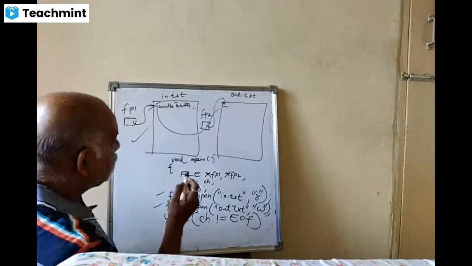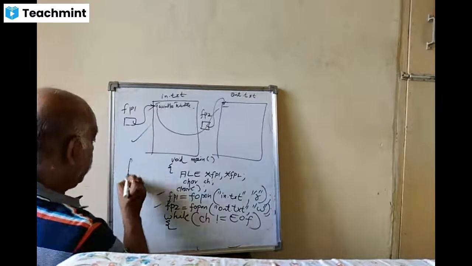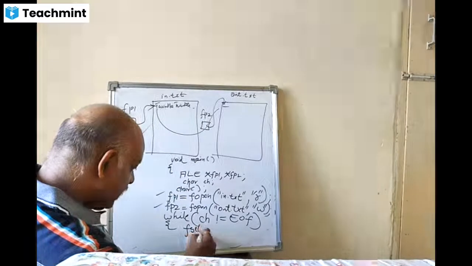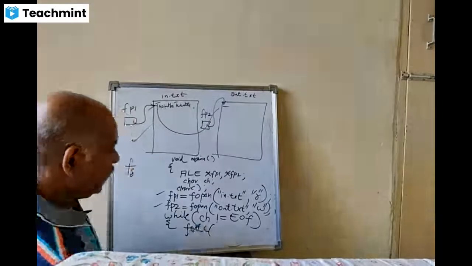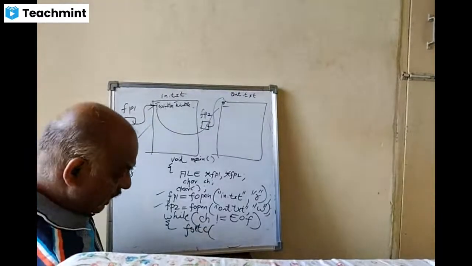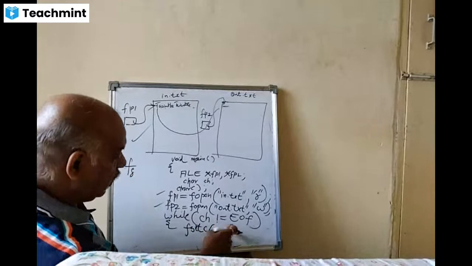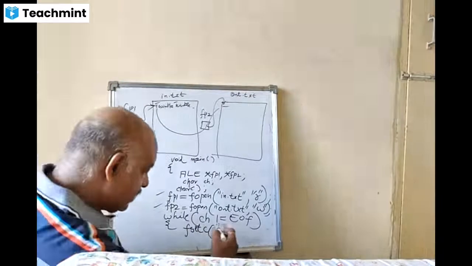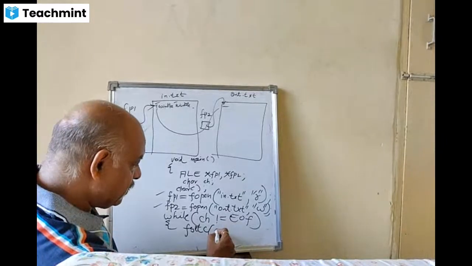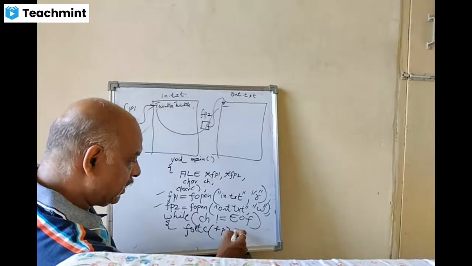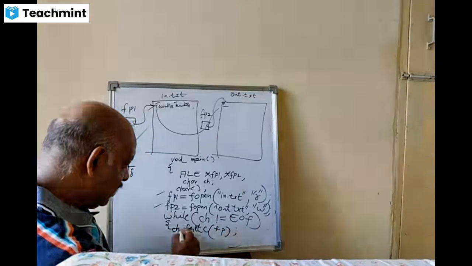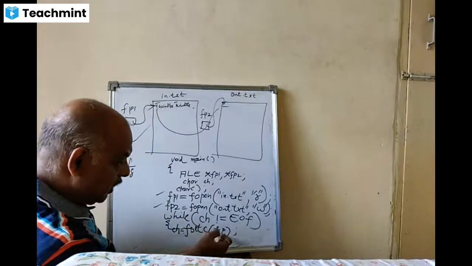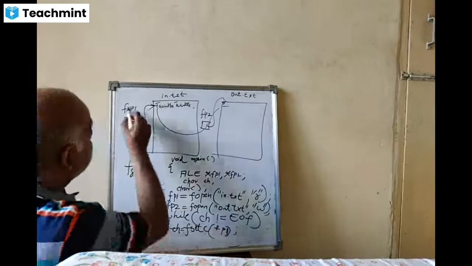First read the character. What do I have to read? You write here fgetc. What are you going to write here? fgetc. Character, is it not? fgetc with the file pointer reads a character. That will be collected in the ch variable. ch is equal to the character read by file pointer FP1.